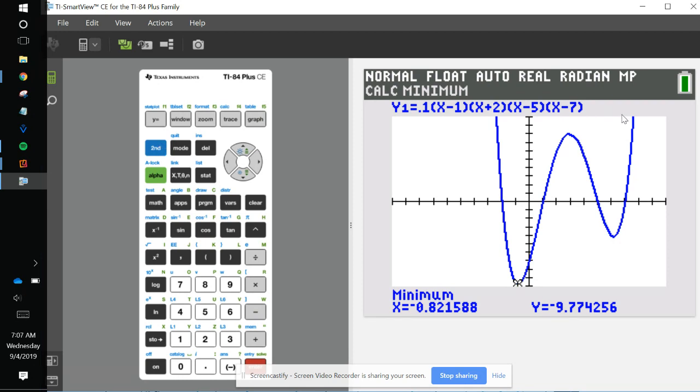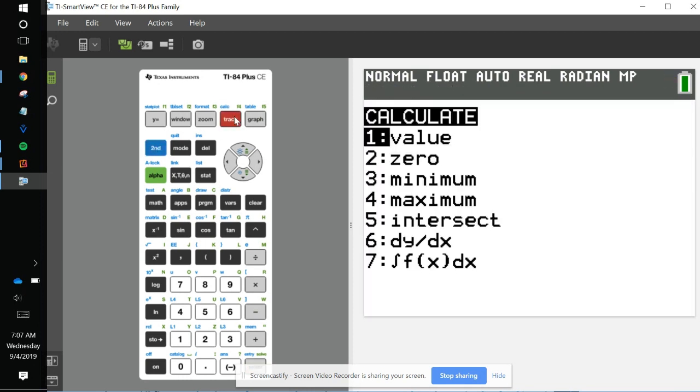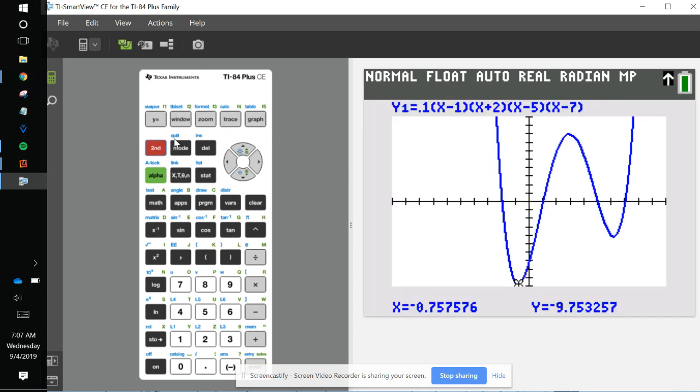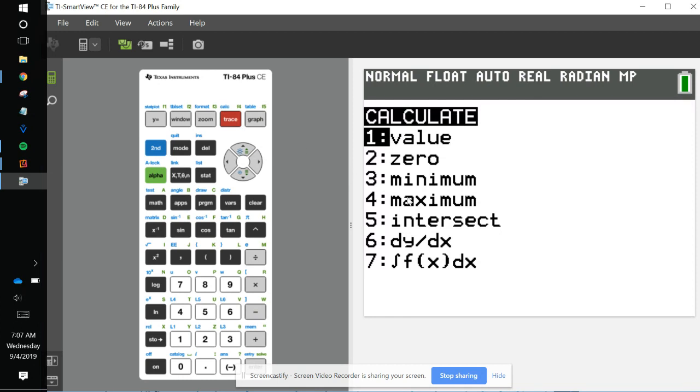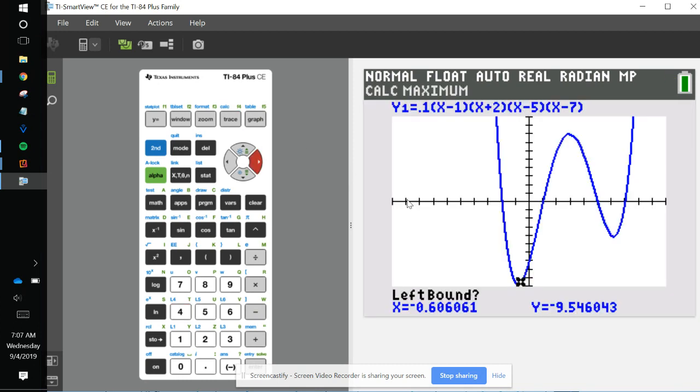So we're going to go for this top maximum. So we press second trace. Oops, second trace. And we're going to go to number 4 for maximum. This time we're going to get closer to our maximum. So left of the maximum, right of the maximum, on the maximum as best as you can. So then I'm going to write this on my paper. 2.917, comma, 8.017 rounded.